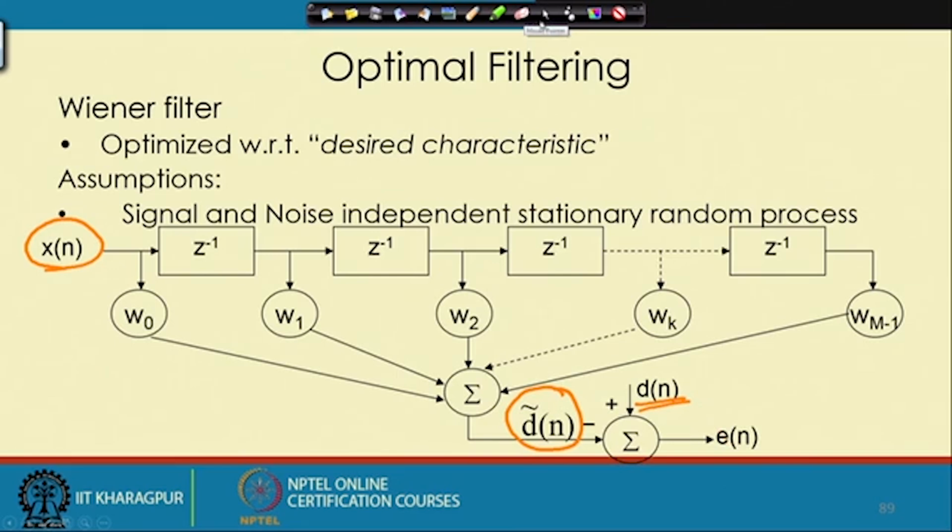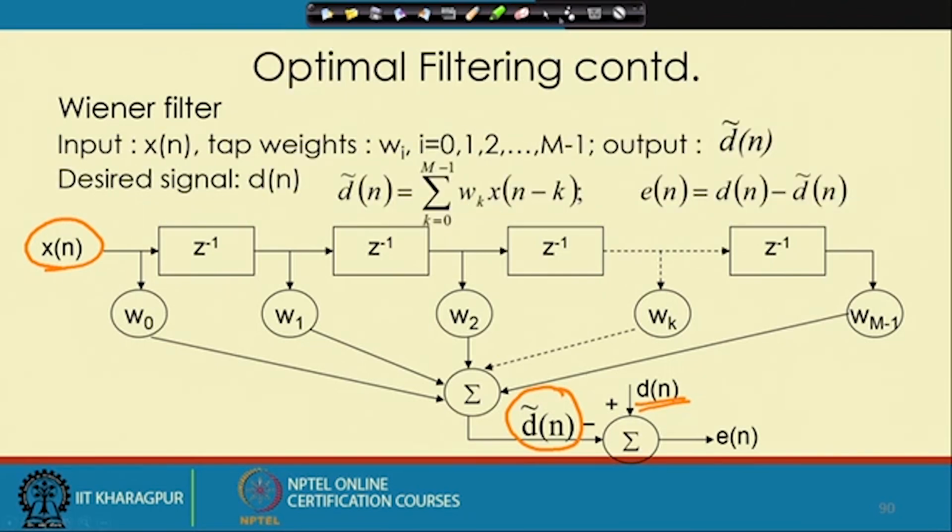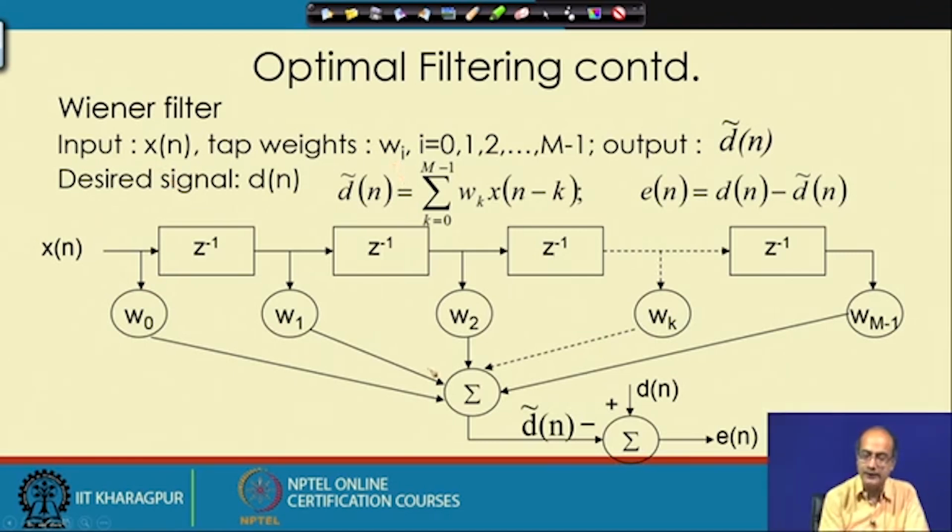So, let us proceed with it and move forward. We describe that the input is x, the tap weights are w i, with i equal to 0 to m minus 1. That means as many weights are required as the number of input signals we have. The output is d tilde n, and the desired signal is d n.